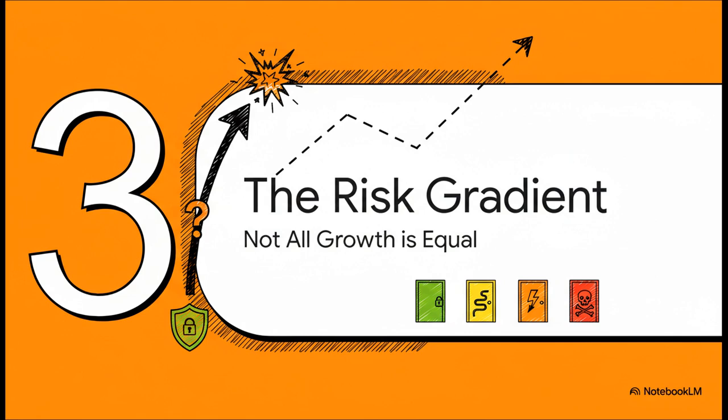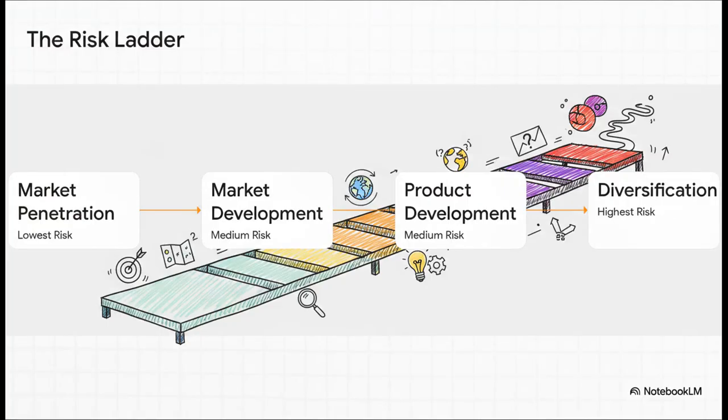Okay, so now that you know the four paths, you might be tempted to just jump in and pick one. But hold on, it is absolutely crucial to understand that these strategies are not created equal when it comes to risk. The best way to think about it is like a risk ladder. Down at the bottom rung, you've got market penetration. That's the safest, because you're dealing with what you already know.